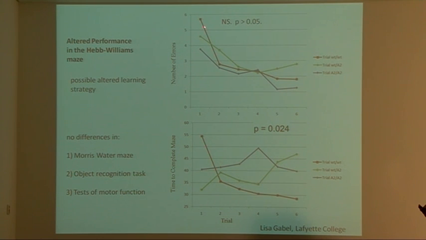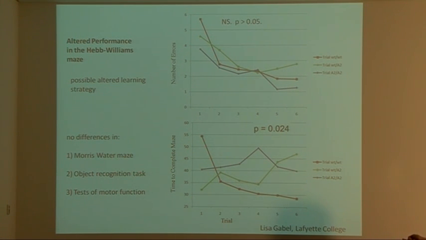And they make the same number of errors, the different genotypes, not significantly different. But the animals that are either homozygous for the mutant allele, missing DCDC2, or the heterozygous animals, they don't get any faster at running the maze over trials. They get better, they make fewer errors. They don't have motor problems because they do the Morris maze.